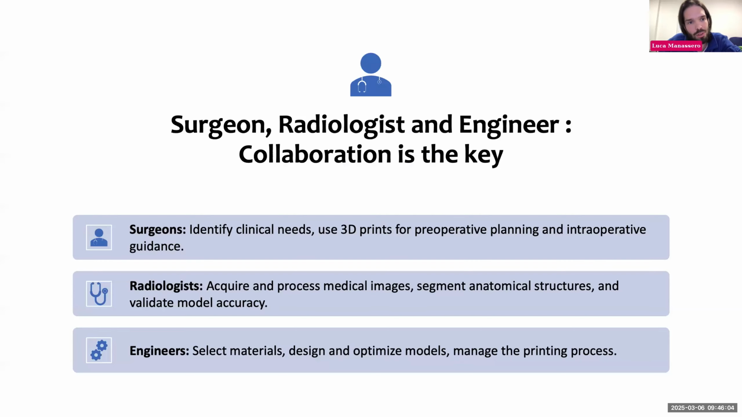And of course, also for radiologists, because I'm a radiologist, and I think I can be put in the middle between the surgeon and the engineer to try to make the collaboration better. I think that the segmentation of the anatomical structures is our job. And so we should interface more between the engineer and the surgeon, trying to speak the same language for both, I think.